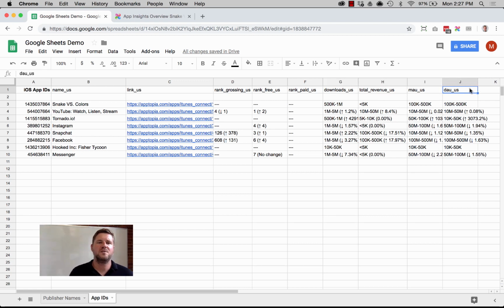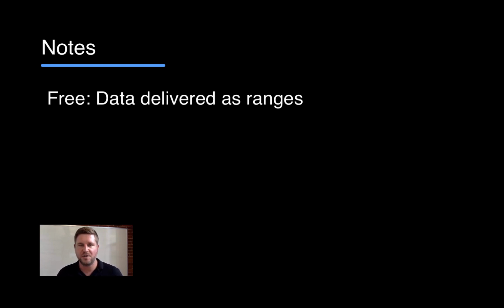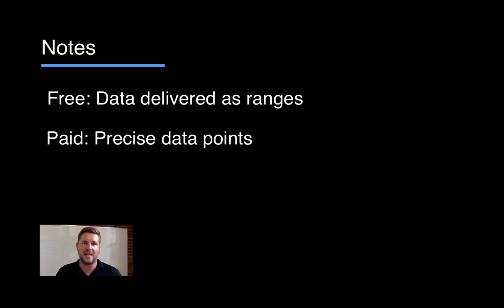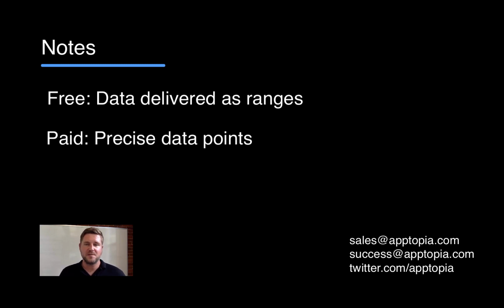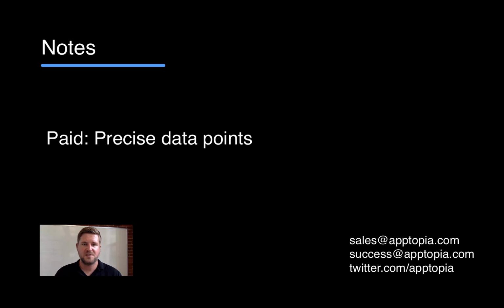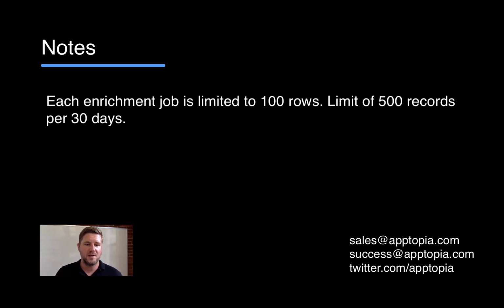So a couple quick notes for you guys here. One, you may have noticed that our data is in ranges. The reason it's in ranges is because it allows us to give this data away for free. If you are a paying Apptopia customer, you will actually get the precise data points. You don't need to change anything, just log into your account and it will be there. Another note for you guys is that for each enrichment job, as it were, it's limited to 100 records. Now you can do multiple searches or multiple batch enrichments, but it is limited to 100 records per set.